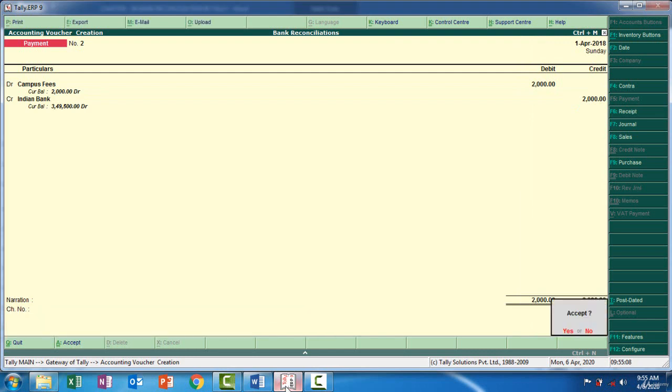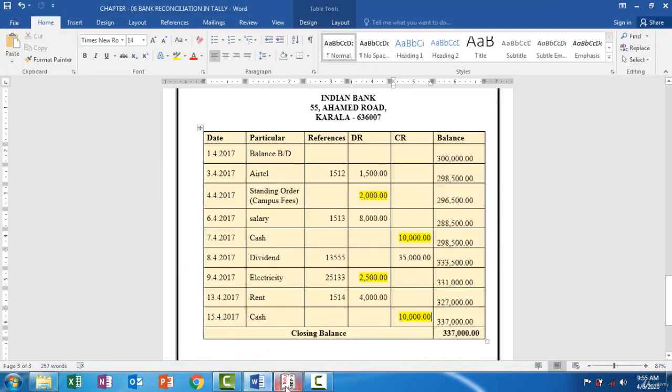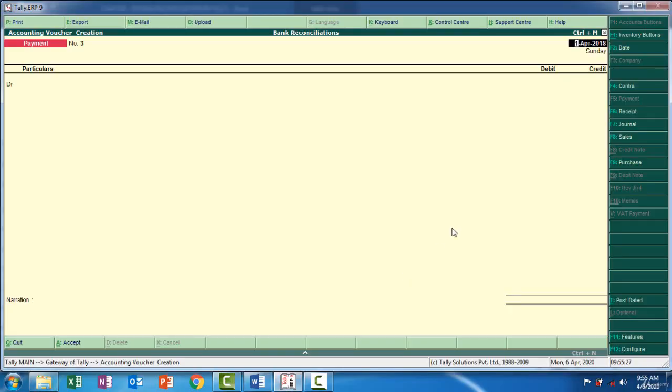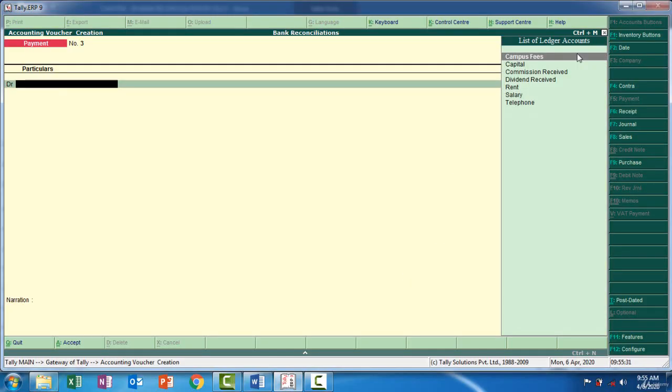Okay, so 2,000 recorded. Second one is this 2,500. It is electricity deducted. Okay, it means that we paid electricity through the bank, 2,500. It also comes under the payment voucher. So select the date 1st of April. It is easy for reconciliation.